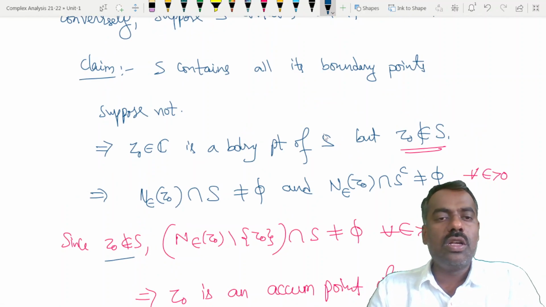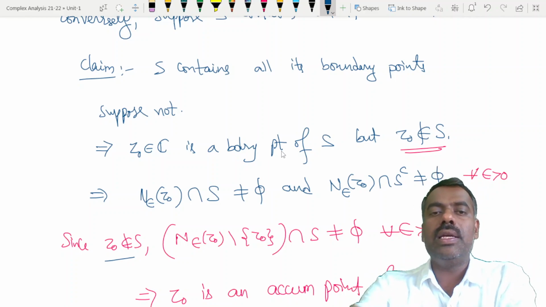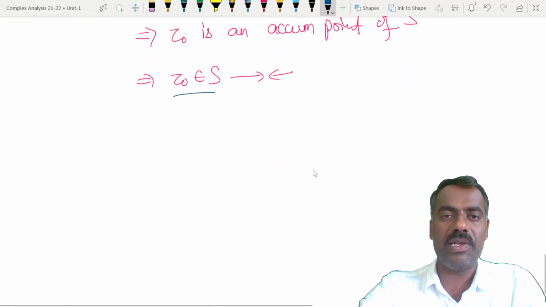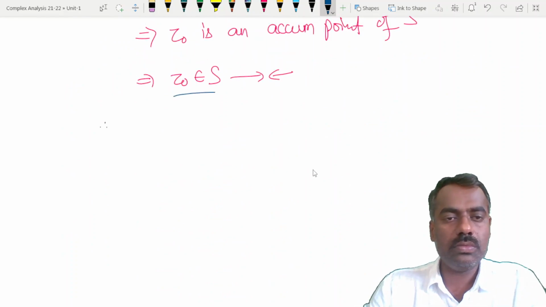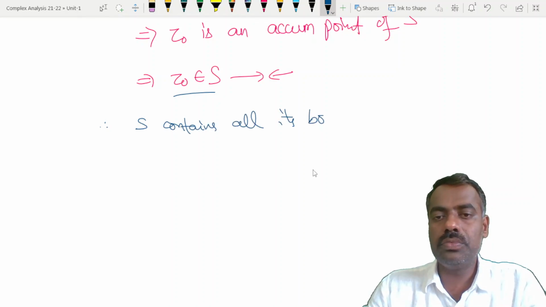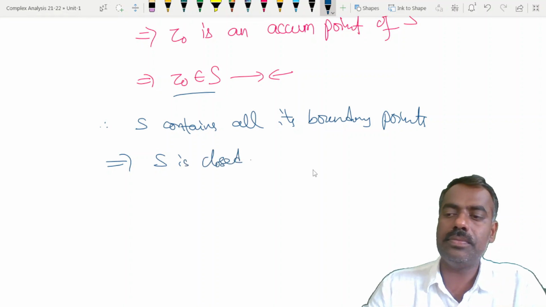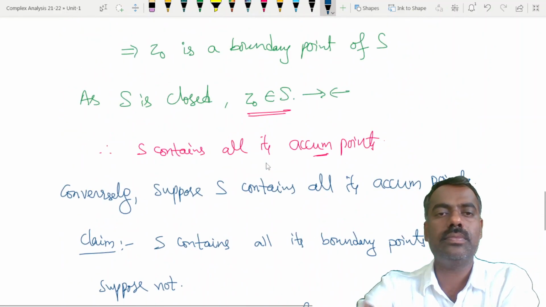So therefore, supposing not cannot be true. So that means our claim is true. That means S should contain all its boundary points. Yes or no? Therefore, S contains all its boundary points implies S is closed. Right? Is that clear?